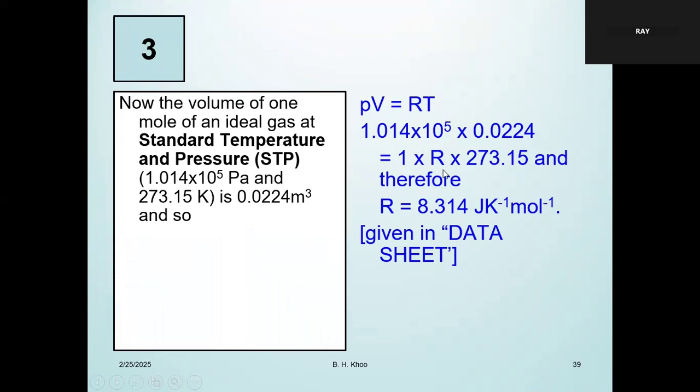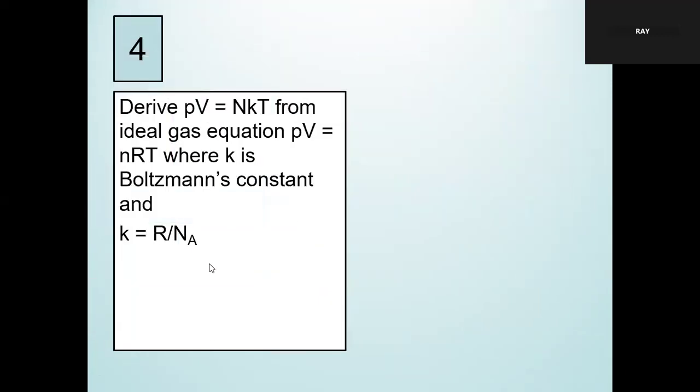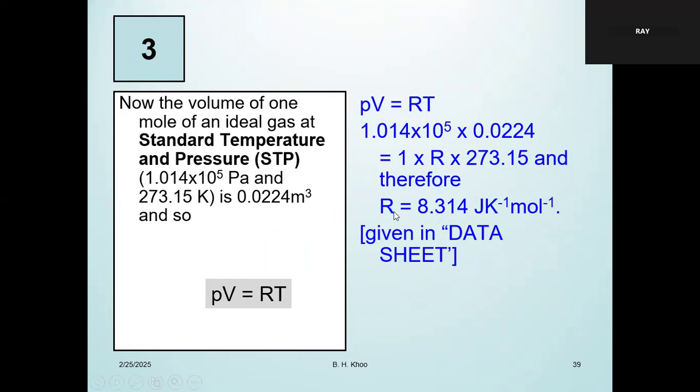Right? You are supposed to be able to calculate R. This one is given in the data sheet. Now, the volume of 1 mole of ideal gas at standard temperature and pressure. There's a standard pressure, atmospheric pressure. There's a room temperature, standard pressure. There's a molar volume. Put it inside there and then calculate. Okay, that's how we calculate our R.